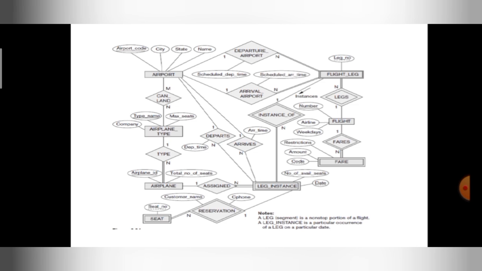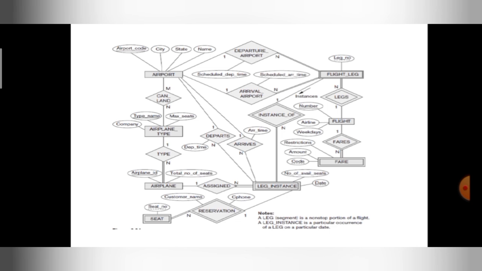So between the airport and the flight leg, the departure airport relationship is there, right? For one airport, there can be so many departures. That's why it is a 1:n relationship. So this way, and seat number is a derived attribute for a seat. Seat number, why is it derived? Seat number is a partial key. Seat number is a partial key for the seat weak entity.